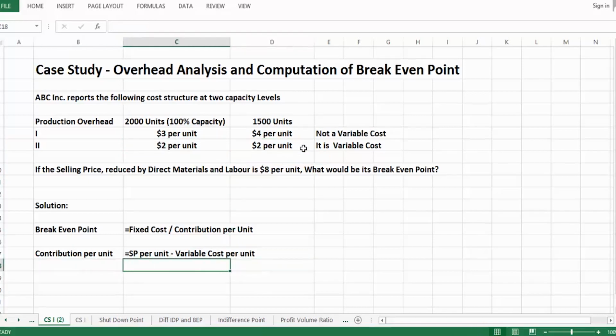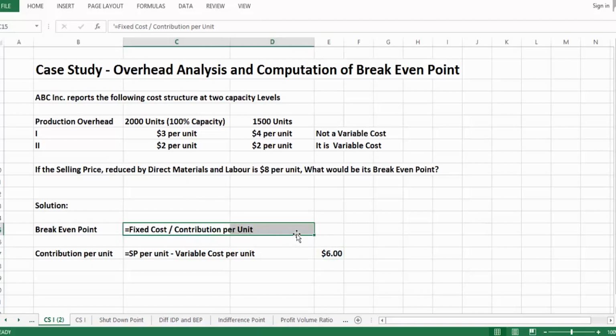So contribution is going to be $8 minus $2. So I'll write here 8 minus 2, and it's going to be $6. So your contribution is $6 per unit. So now you have the denominator, that is contribution per unit. If you actually want to find the break-even point, you should carry the information about the fixed cost also. So how do you find the fixed cost? Remember, fixed cost in terms of value, it will be fixed, whatever be the changes, but fixed cost per unit will be fluctuating. So it can either go up or it can come down.